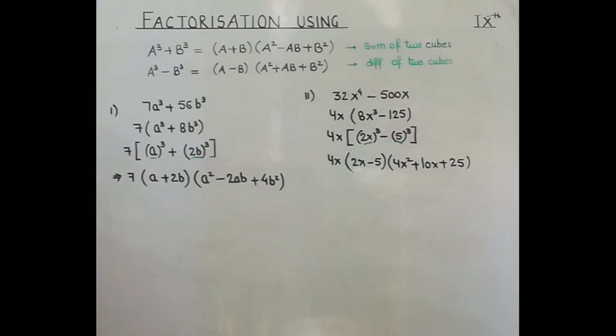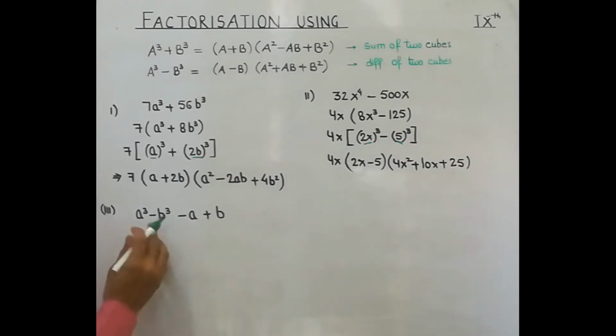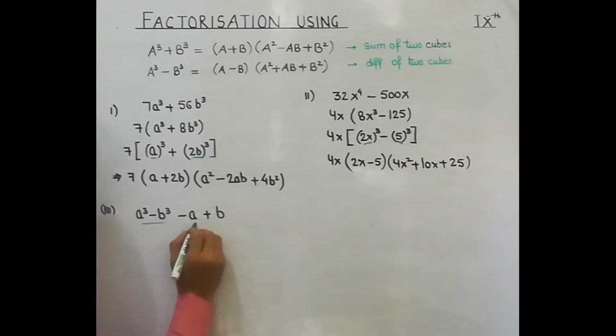Hope these two formulas are clear to you. Let us take one more example. The next example is A cube minus B cube minus A plus B. Now in this we are going to take the grouping. These two are in this form, A cube minus B cube, and this is the second group.